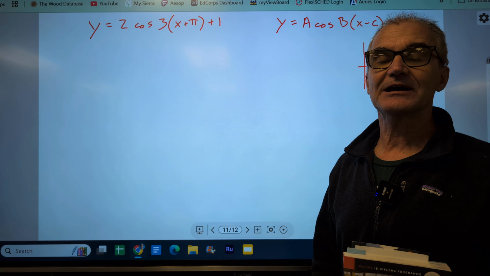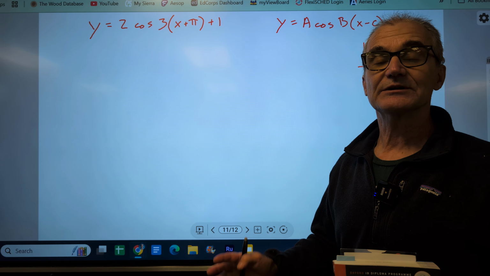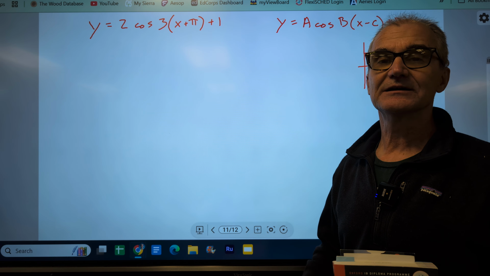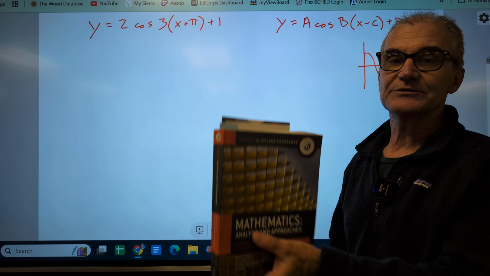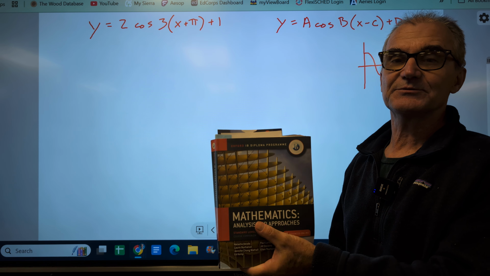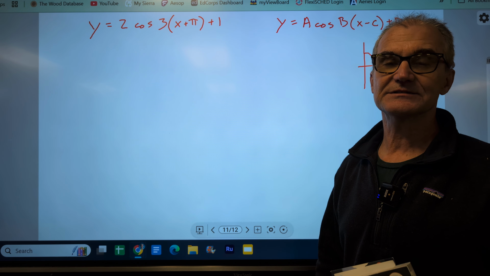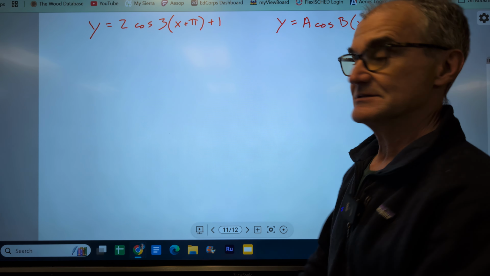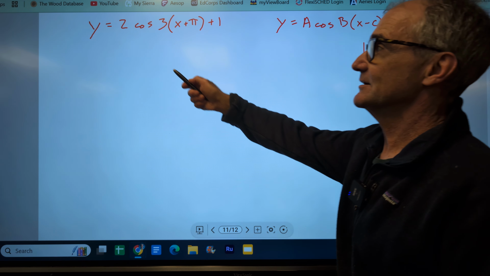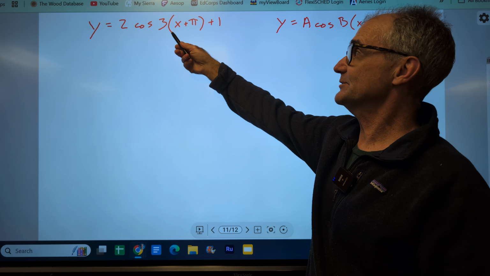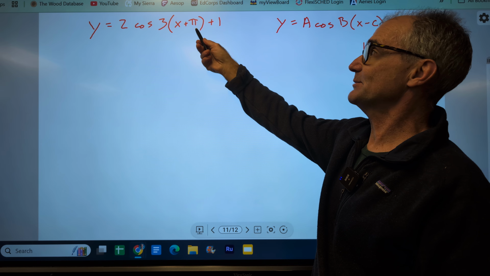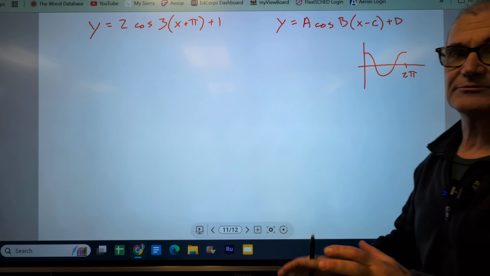This is a video on how to graph the cosine function for an IB Math SL AA course. We use this Oxford textbook for the IB curriculum, and this is in chapter 12. So what we have here is: graph y equals 2 cosine 3(x plus pi) plus 1. Kind of need a roadmap.